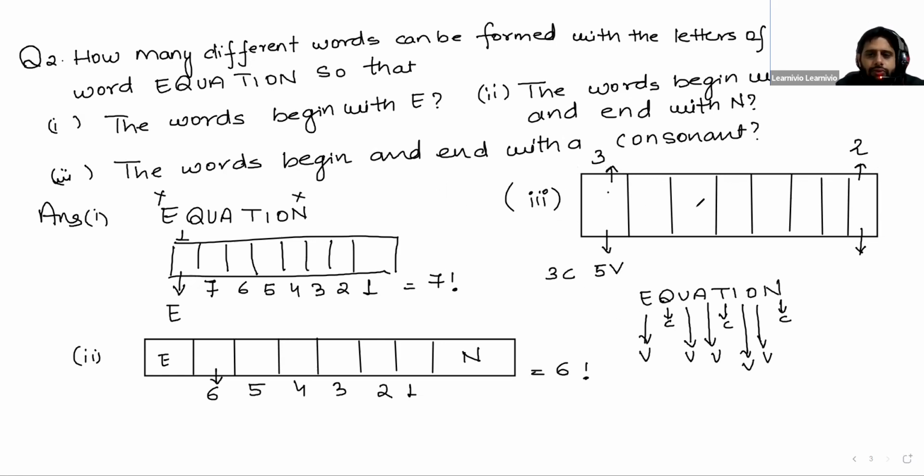Now you have 1, 2, 3, 4, 5, 6. You have these 6 blocks and you have 6 alphabets. So these can be filled in 6 into 5 into 4 into 3 into 2 into 1 ways. So you can multiply all these, you will get the answer. Okay, so please note this down, confirm to me, then I will start the next question.